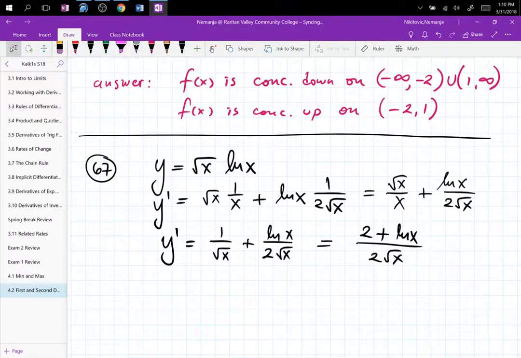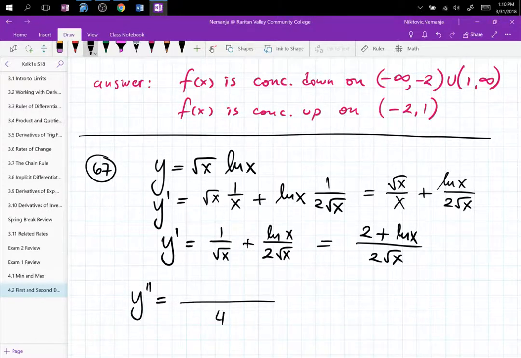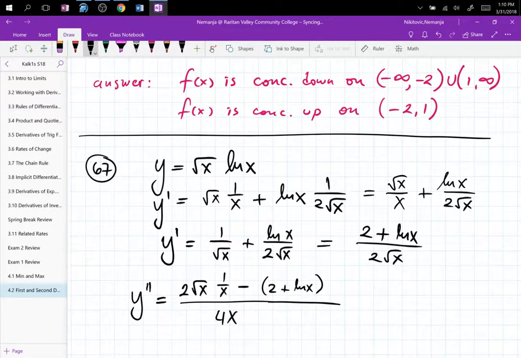We want the concavity, which means another derivative. And now we do the quotient rule. Square the bottom, you just get 4x. Then you have copy, 2 root x, times derivative of the top, which is 1 over x. Right, derivative of 2 is 0, and derivative of ln x is 1 over x. Minus, copy the top as is, which is 2 plus ln x, times the derivative of the bottom. That's going to be 2 over 2 root x. 2's cancel.